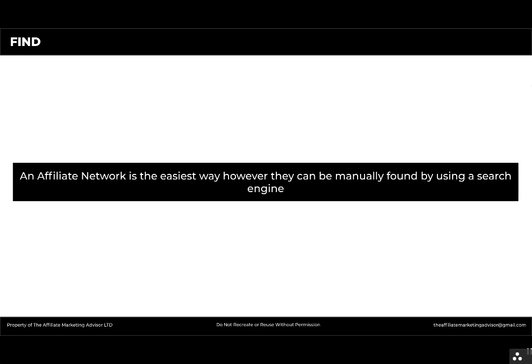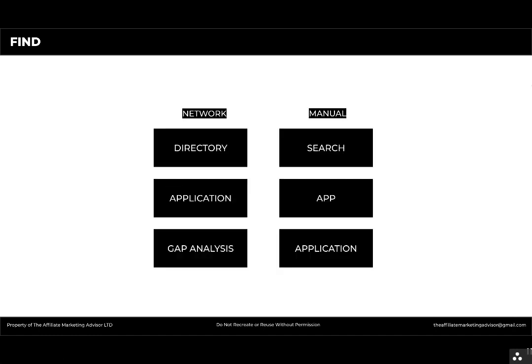So the easiest way to find these affiliates is to work with an affiliate network who are likely to already have partners that meet the criteria of most businesses on their books. However, these partners can be found manually by using a search engine. With an affiliate network, you can search their directory, or you can search through some form of other application they may have, or you can ask them for what's called a gap analysis, where they'll provide you with a list of relevant and suitable affiliates. If you're going to search manually, use search engines, use apps, or any other form of application or environment where consumers will be searching for vouchers or other incentives.